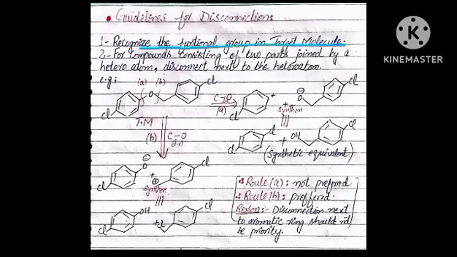Students, the first thing you have to find out is the functional group in your target molecule. It is the very first and basic guideline. The second guideline is: for compounds consisting of two parts joined by a heteroatom, disconnect next to the heteroatom.